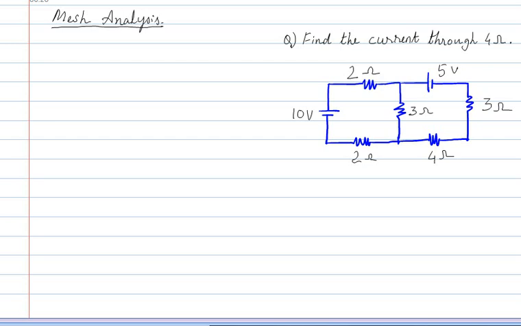The reason is that mesh analysis can be used for solving any kind of problem. So mesh analysis is a standard method for solving these kinds of questions. Now let us look at the problem. The question is asking, find the current through the 4 ohm resistance. As we can see here, there are different resistances, out of which there is a 4 ohm resistance here, and they are asking us to find the current through this 4 ohm resistor.